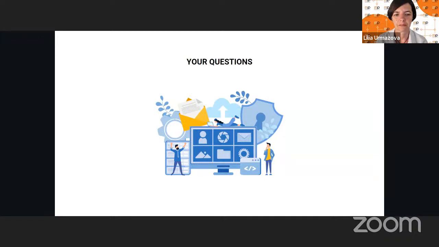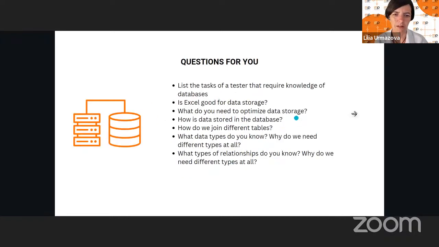No more questions, am I right? Okay. Then I have some questions for you to check how the material is put into your heads, into your minds. Who can list the tasks of a tester that require knowledge of databases? Why do we need this knowledge?